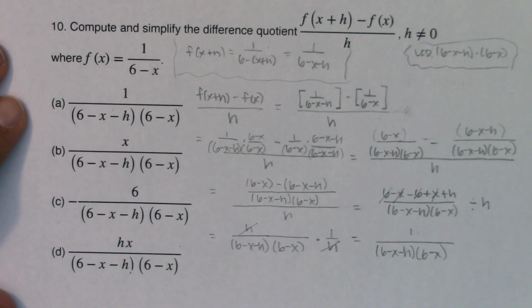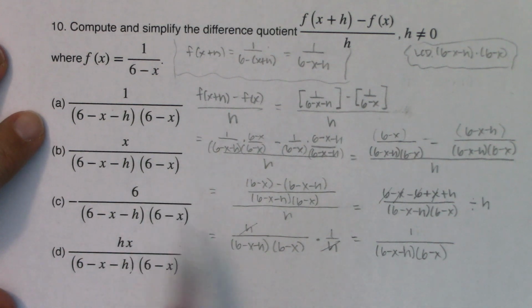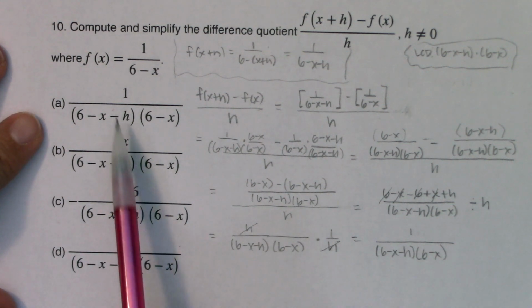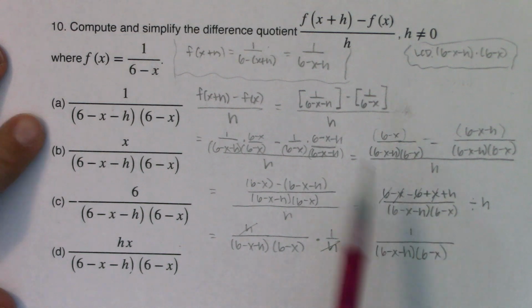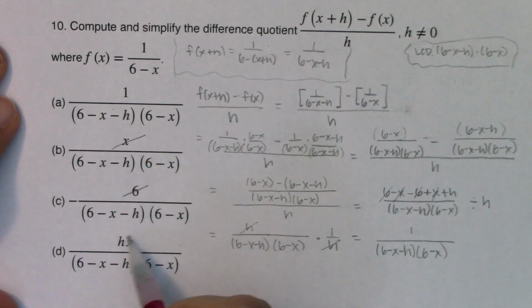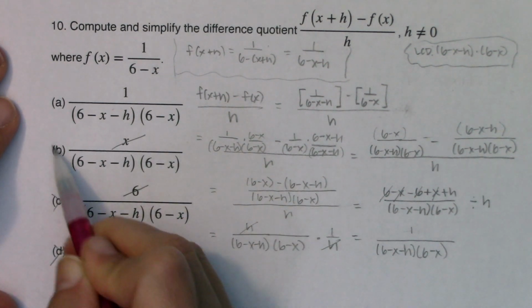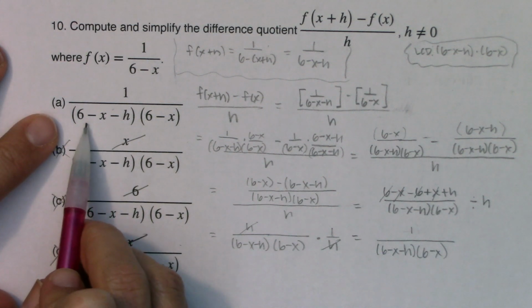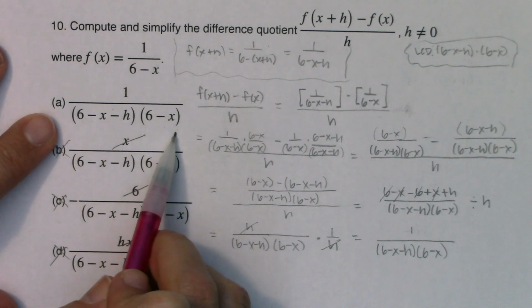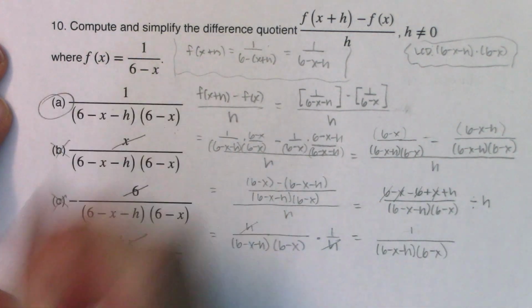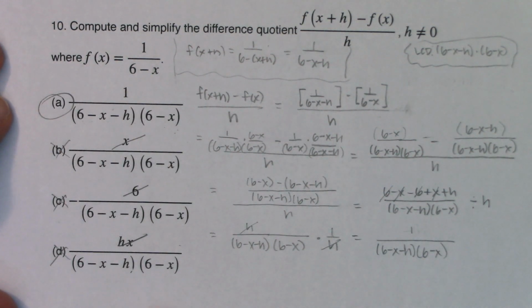All right, now let me head over to my answers and see what we've got here. So first of all, I can rule out every answer but A because my numerator needs to be 1. So this is not it. And let me just check that my denominator 6 minus x minus h, 6 minus x, does line up with what I have. So A will ultimately be my answer.